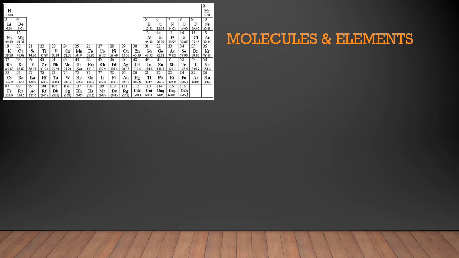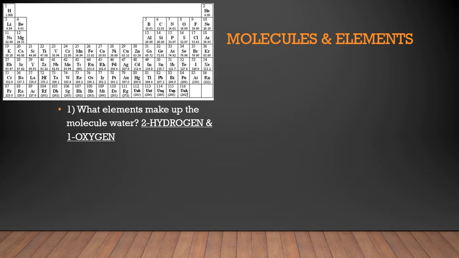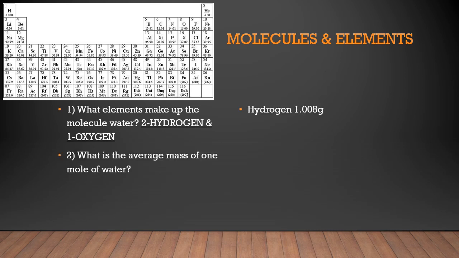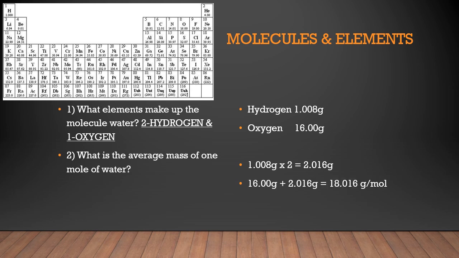Okay, molecules and elements. Again, we have our periodic table in the left corner. So you're going to have what elements make up the molecule water. You have 2 hydrogen and 1 oxygen. And we're going to go over what is the average mass of 1 mole of water.